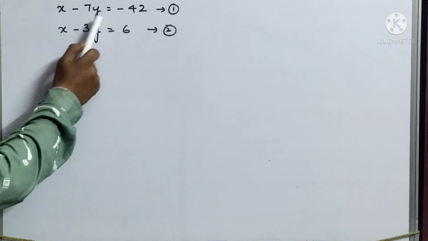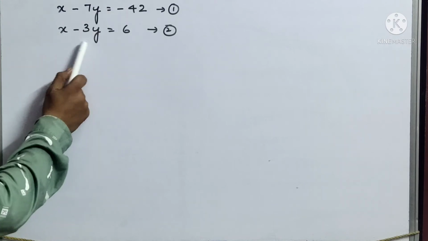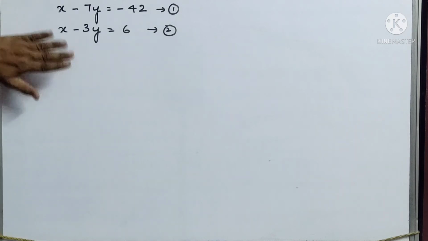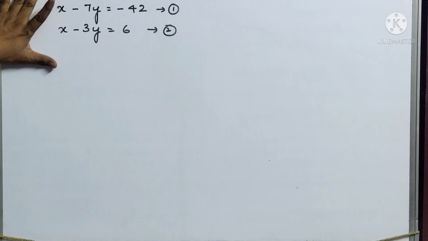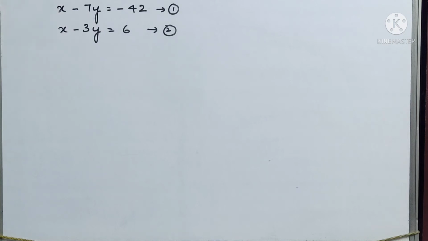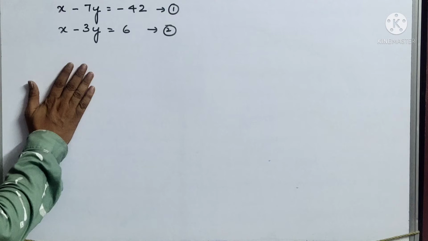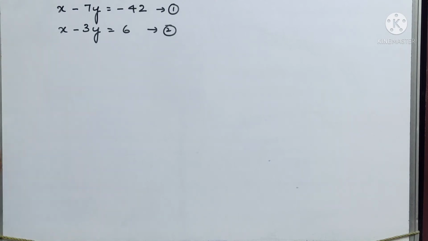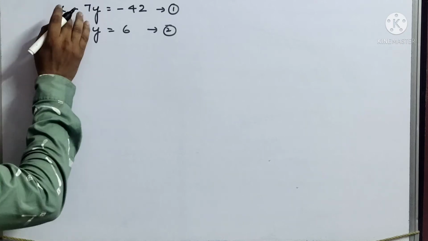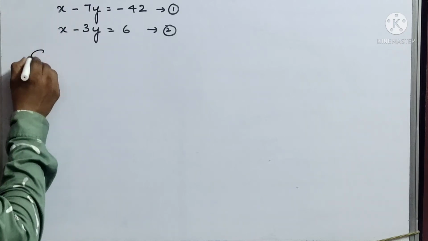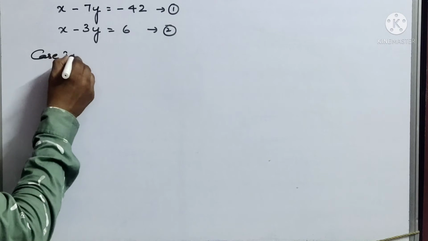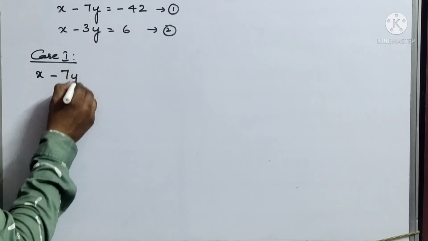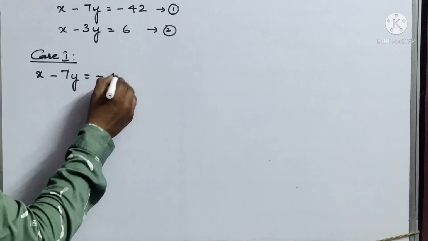Algebraically. That means x minus 7y equals to minus 42, x minus 3y equals to 6. So algebraically means here we can finish the sum. But he asks graphically, means this sum you have to do in the graph. Listen very carefully. Take the first one, that means case 1, x minus 7y equals to minus 42.